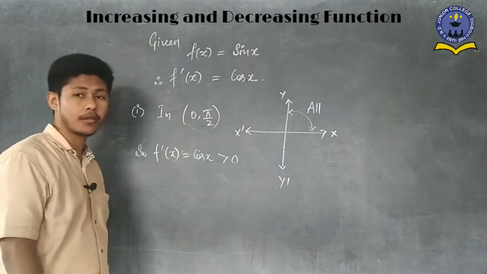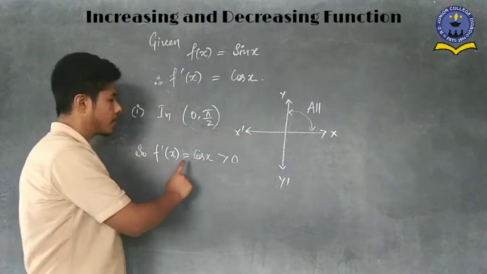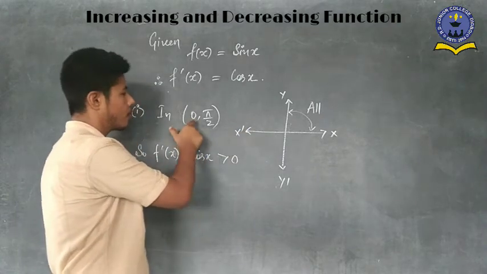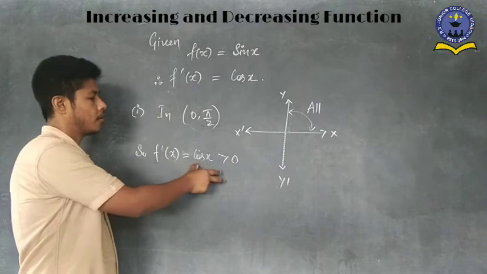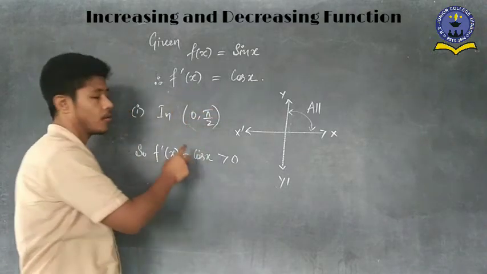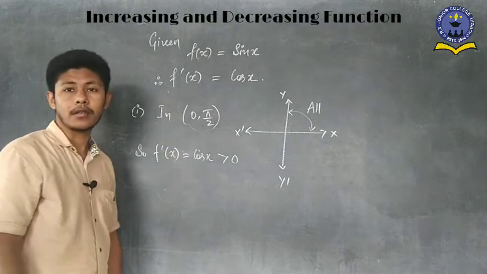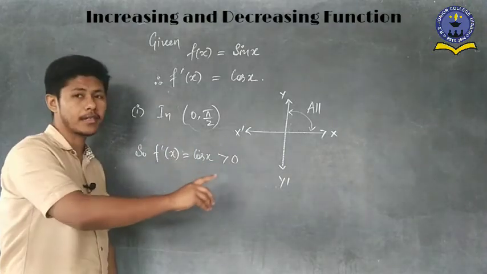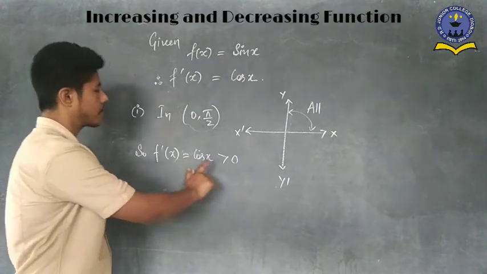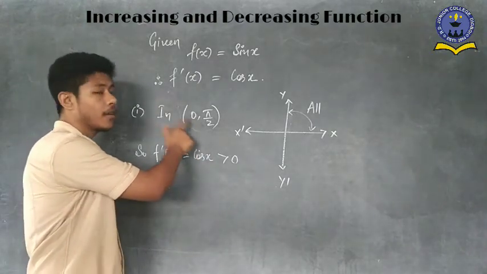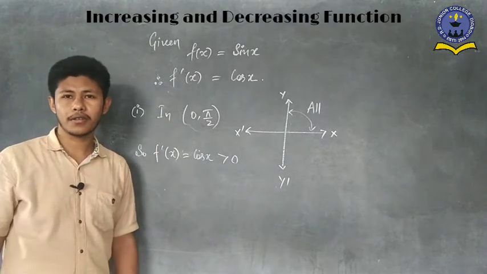Is it clear? I think all of you understood this one. Why? Because the interval is given from 0 to pi by 2, with 0 and pi by 2 not included. That's why we can say the value of f dash of x, which is cos x, is always positive, that means greater than 0. So from here what can we say? Therefore f(x) is strictly increasing. The function f(x) is strictly increasing in which interval? In 0 to pi by 2. Is it clear? I think all of you understood this one.